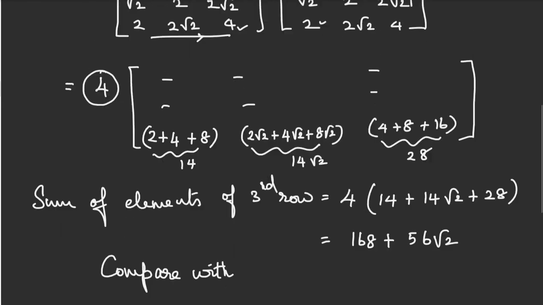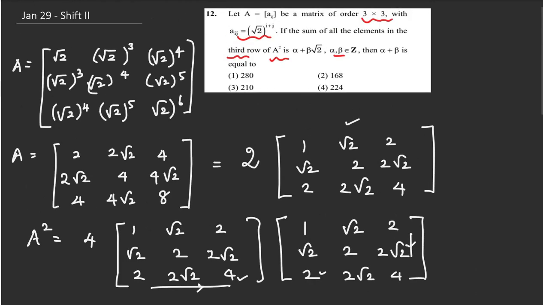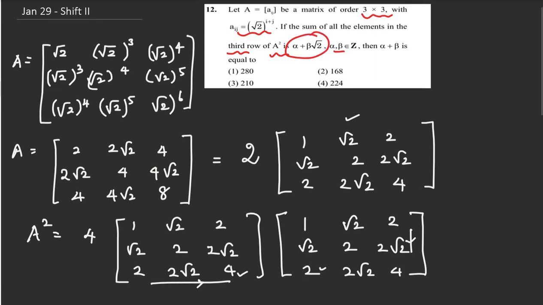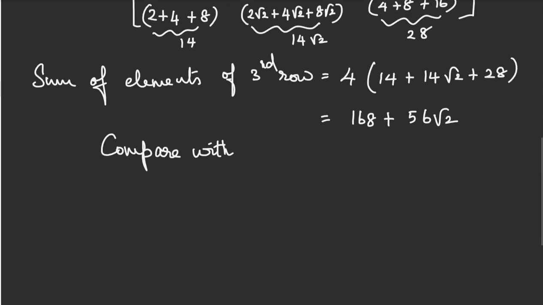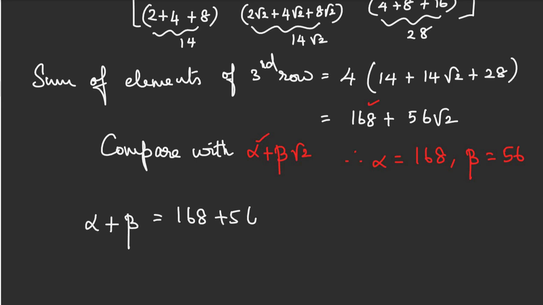So compare with alpha plus beta root 2. When we compare, we get alpha is equal to 168 and beta is equal to 56. Now our aim is to find the value of only alpha plus beta. Alpha plus beta is equal to 168 plus 56, which is equal to 224.